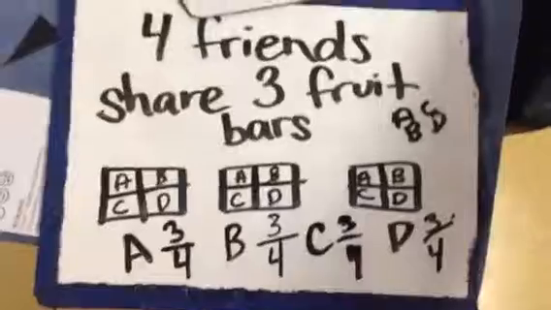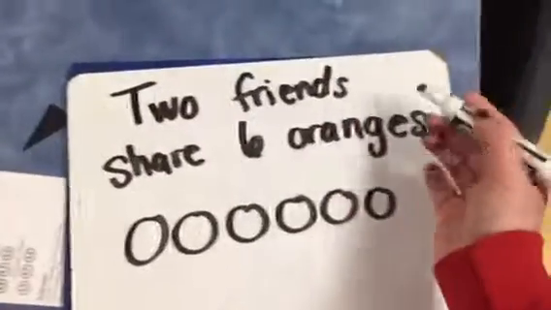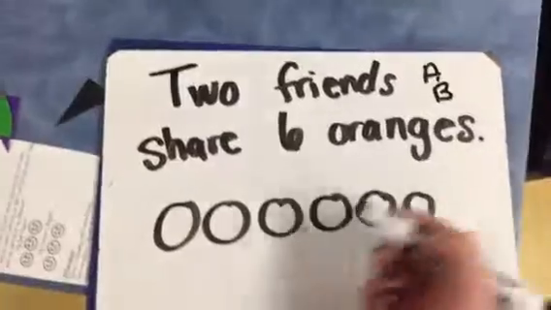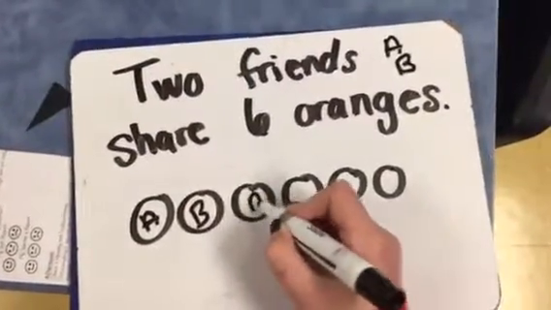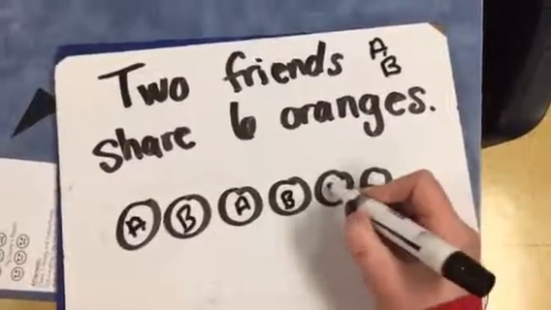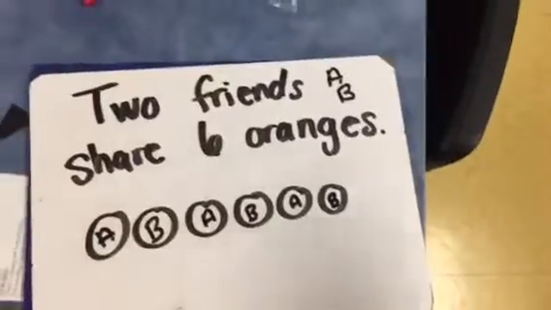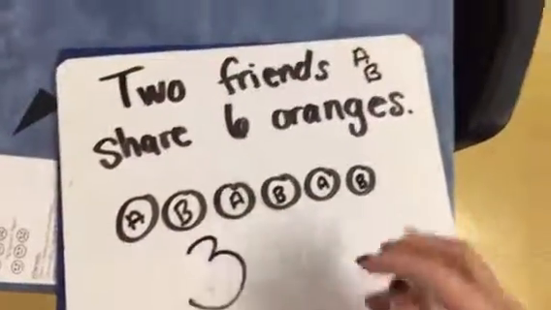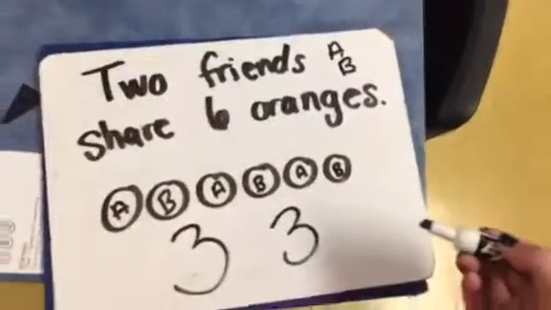Okay, let's try one more sharing problem. I've got 2 friends sharing 6 oranges. That's not very many friends, just 2. Let's call our friends friend A and friend B. Let's just pass them out. A gets 1, B gets 1. A gets 1, B gets 1. A gets 1, B gets 1. Hey, that worked out. So how many oranges did A get? 1, 2, 3. And how many oranges did B get? 1, 2, 3. Awesome, so that worked out fairly.